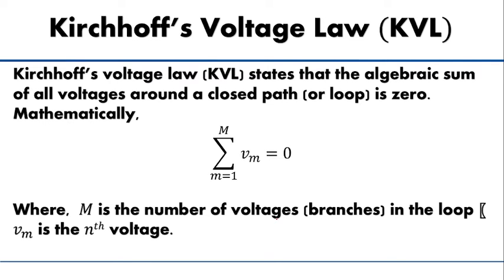Now we are going to see Kirchhoff's voltage law. Kirchhoff's voltage law states that the algebraic sum of all voltages around a closed path is zero. Mathematically, summation m equal to 1 to M, Vm is equal to 0, where M is the number of voltages in the loop and Vm is the mth voltage.